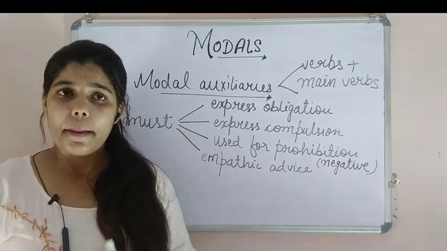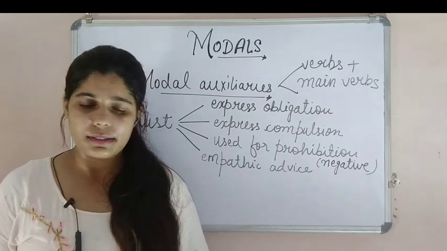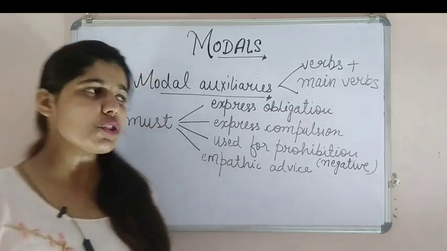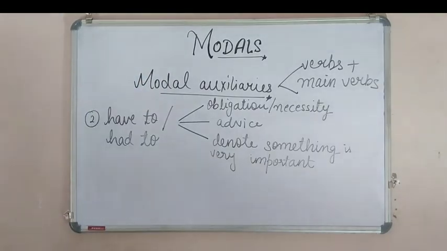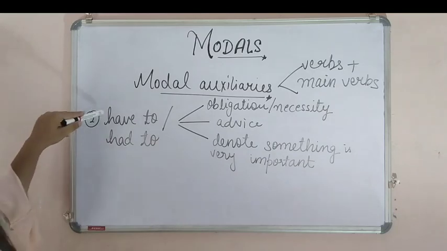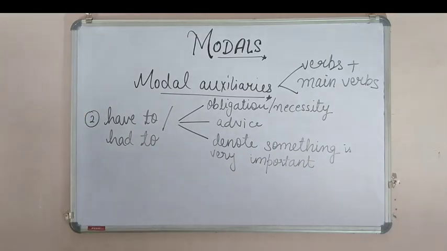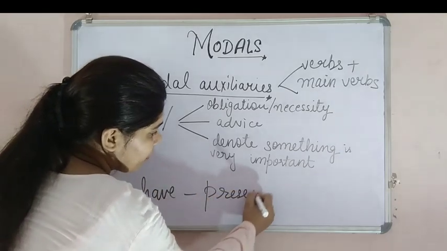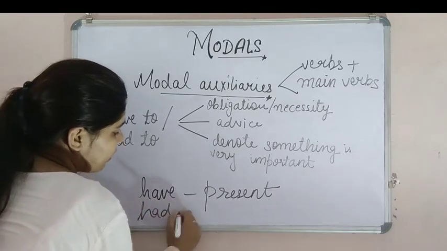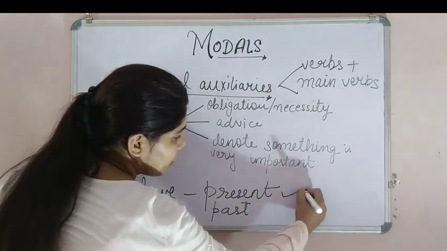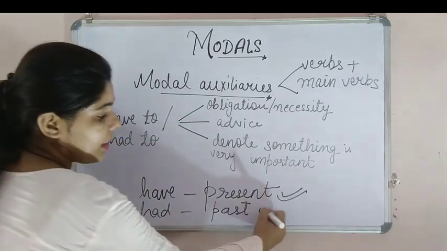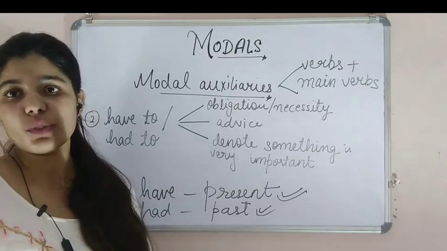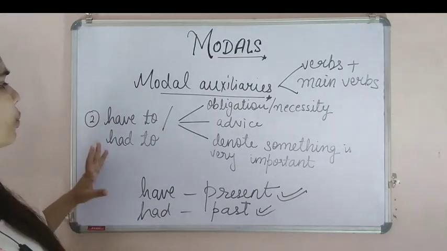The most important thing: must can be used with all the persons. It doesn't matter if it is first person, second person or third person. The second modal auxiliary which we are going to discuss is have to and had to. As we know very well, have is the present form, whereas had is the past form. In the same manner, the usage of both also depends on the tense.